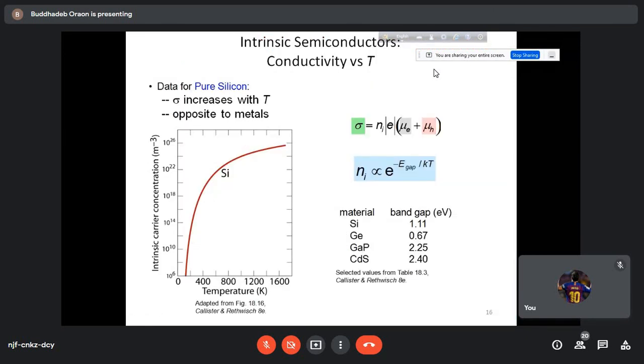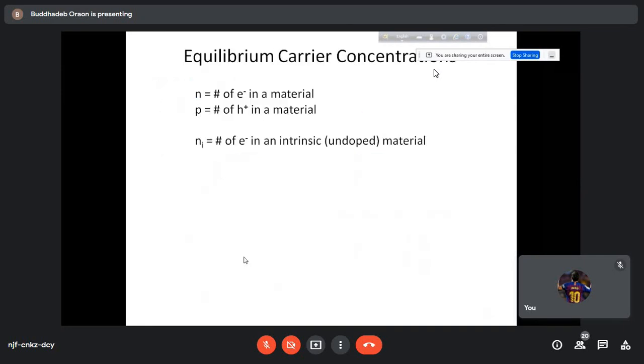So this is how the conductivity equation is for silicon, and there is a graph between the temperature and the carrier concentration that can be calculated. From this equation, we know that the carrier concentration ni is proportional to this. So this is the nature of the graph. You can just see this graph.